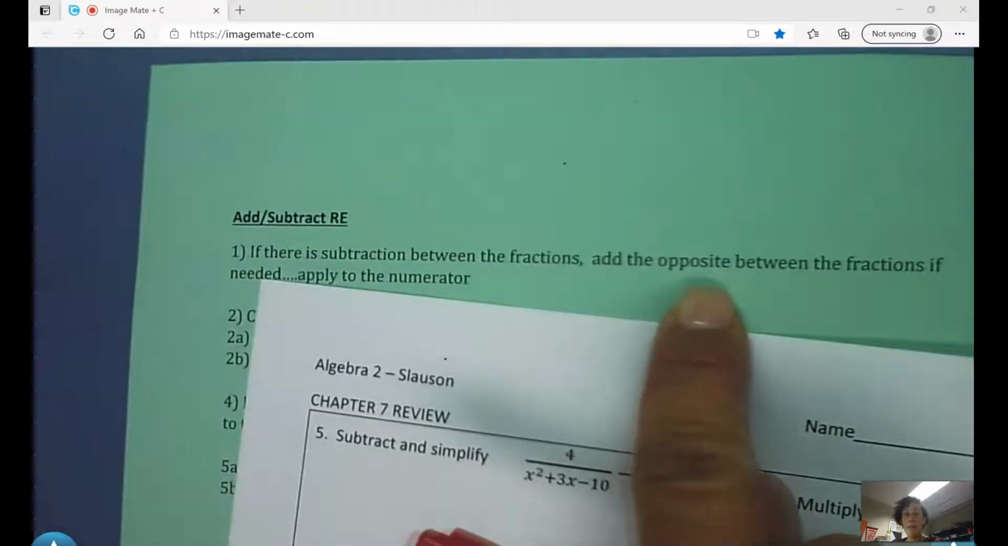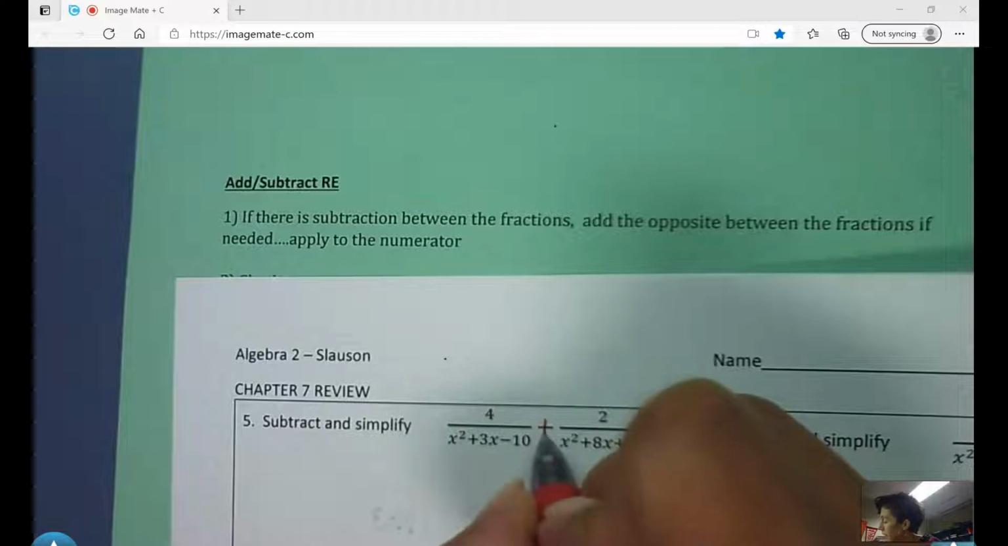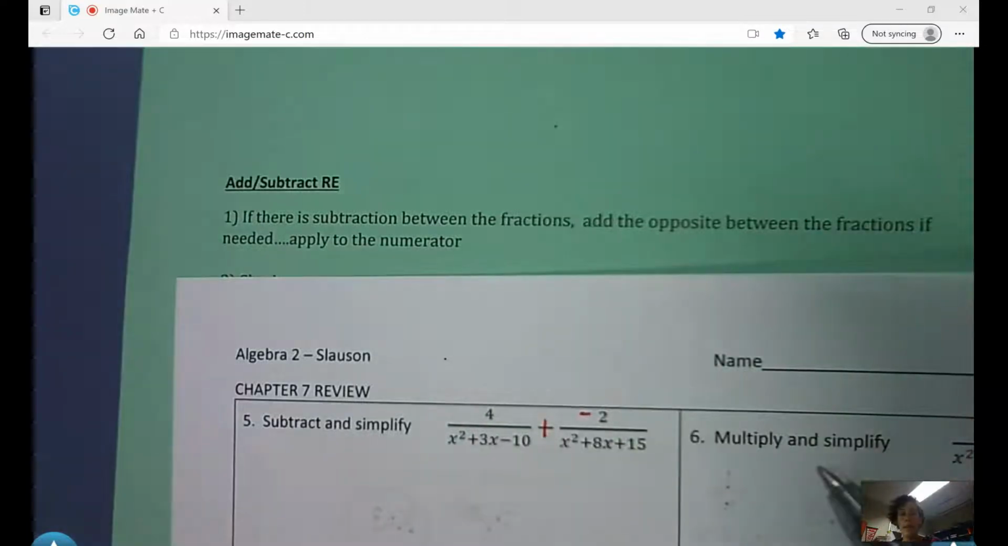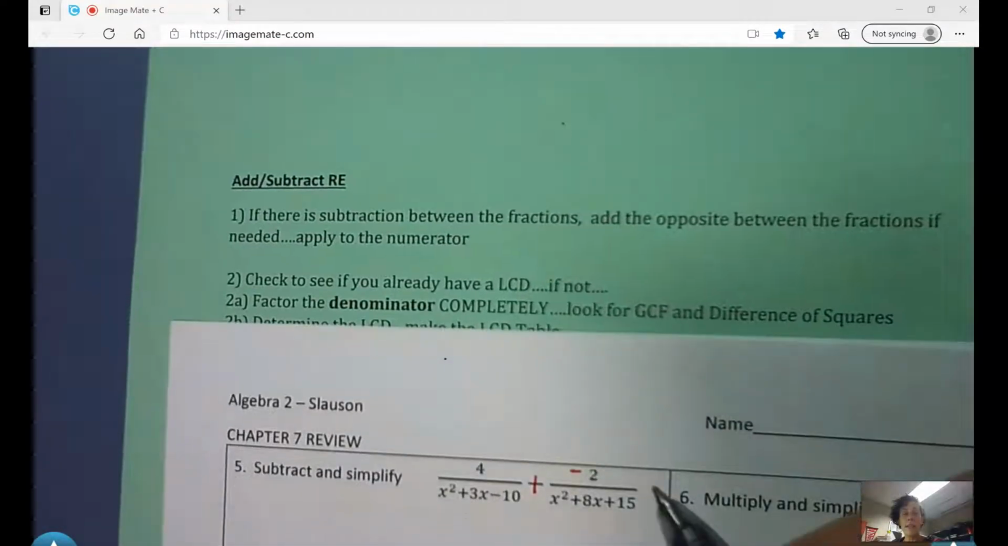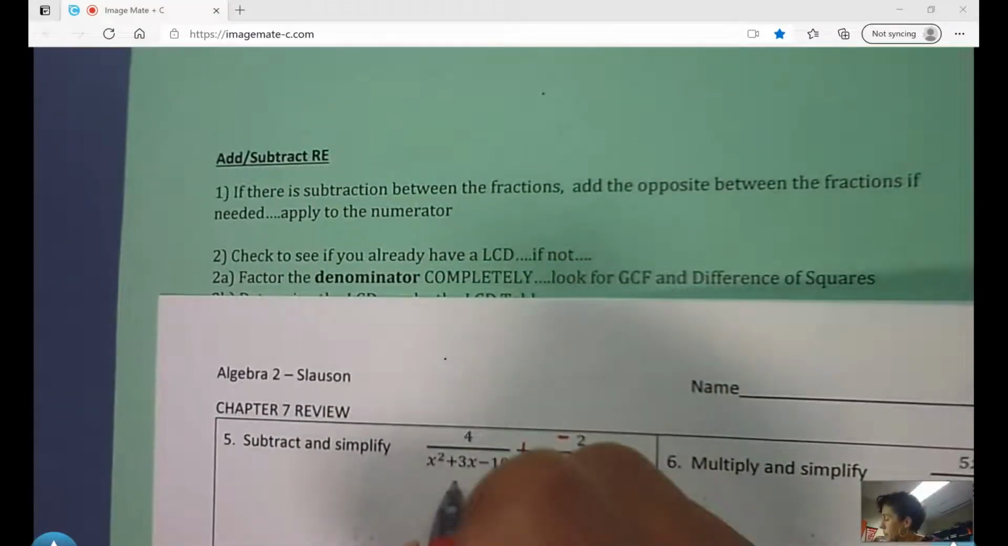To add the opposite between the fractions, if needed. So here I will add, and I only apply it to the numerator. Second thing I'm going to do, check to see if you have an LCD, which we definitely do not. So we're going to have to factor the denominators completely.